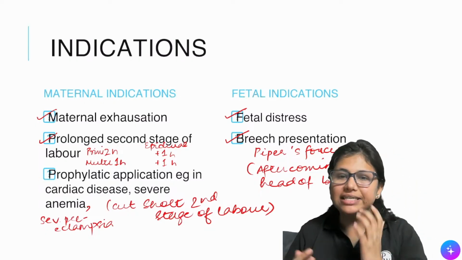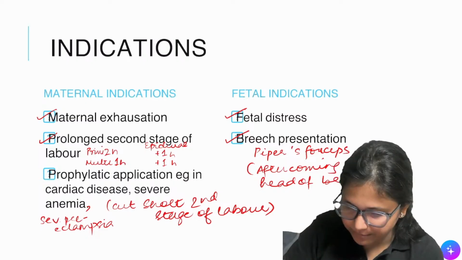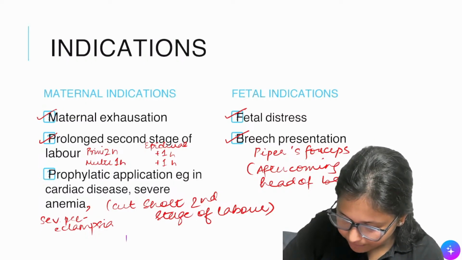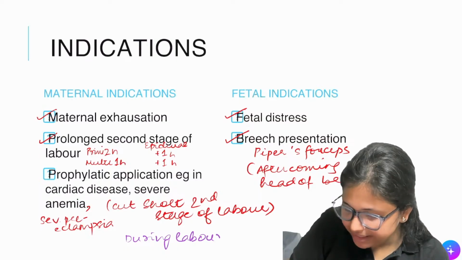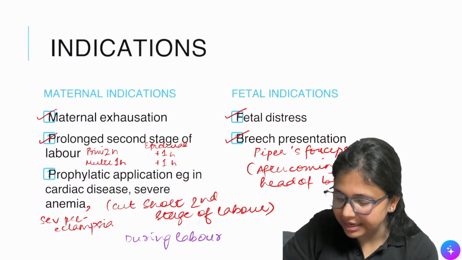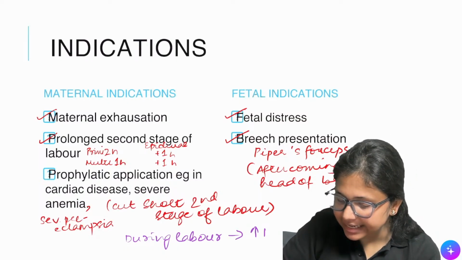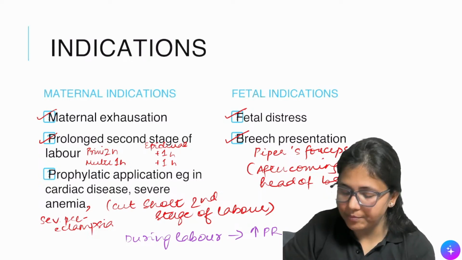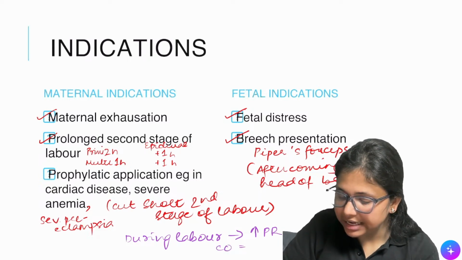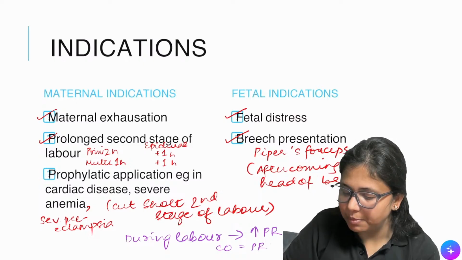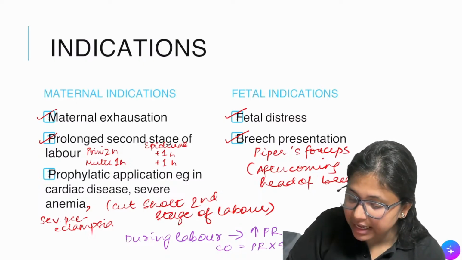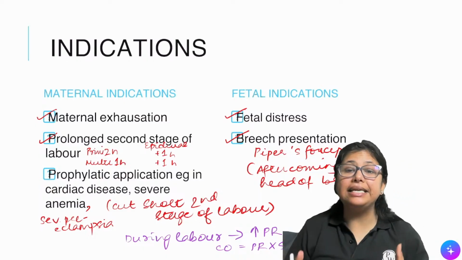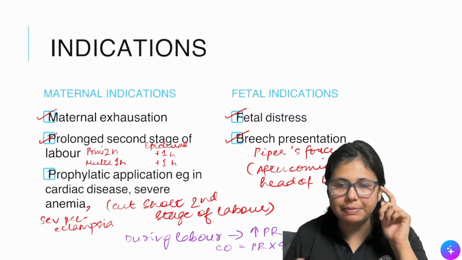So remember, what is happening during labor is, during labor, the mother is in pain. The mother is in pain. So the pulse rate increases. She has tachycardia. What is cardiac output? Cardiac output is pulse rate multiplied by your stroke volume. So what is happening to the cardiac output? The cardiac output is increasing due to the increase in pulse rate.